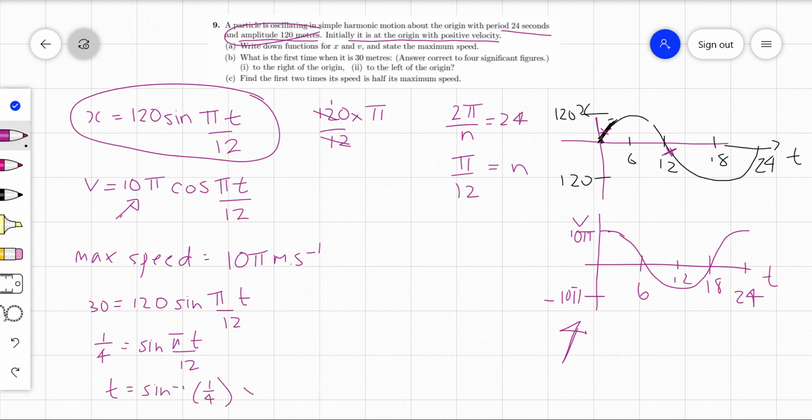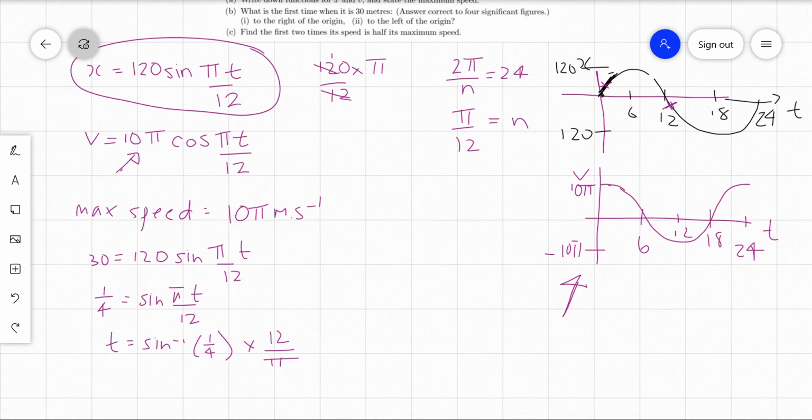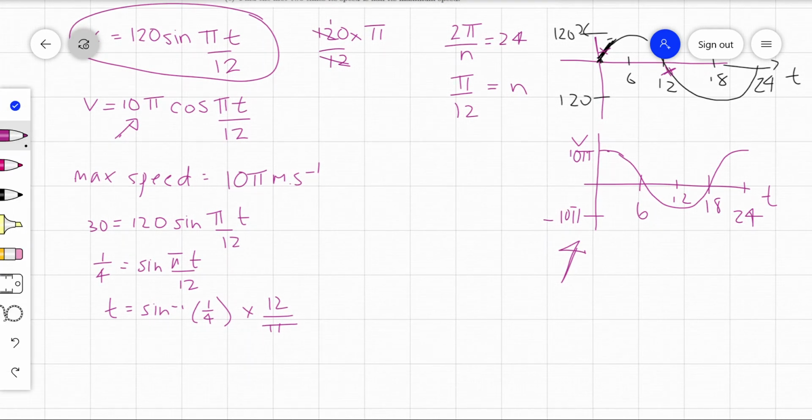And then I'm going to times 12 and divide by pi to get t as the subject. All right, and when you put that in the calculator, don't forget to use radians here. We're in radians.